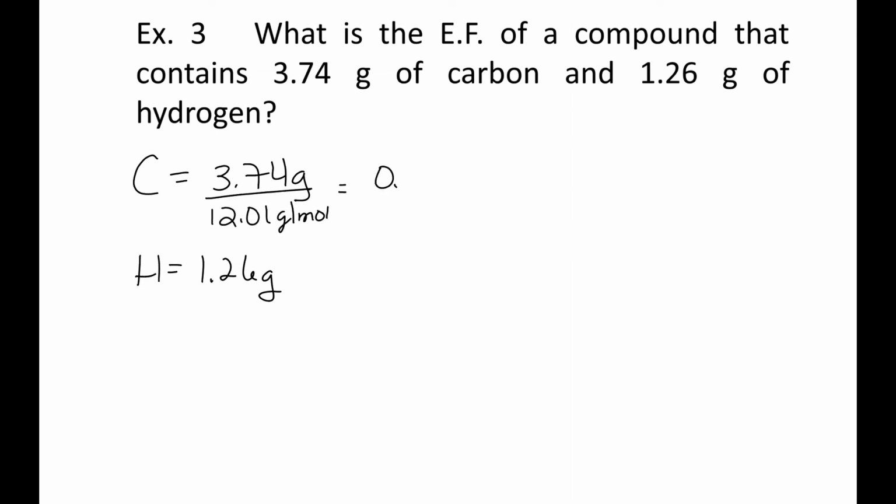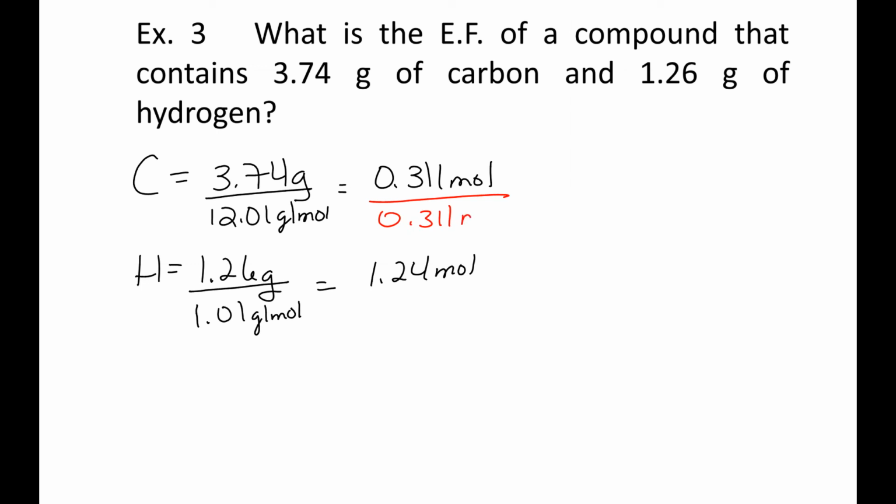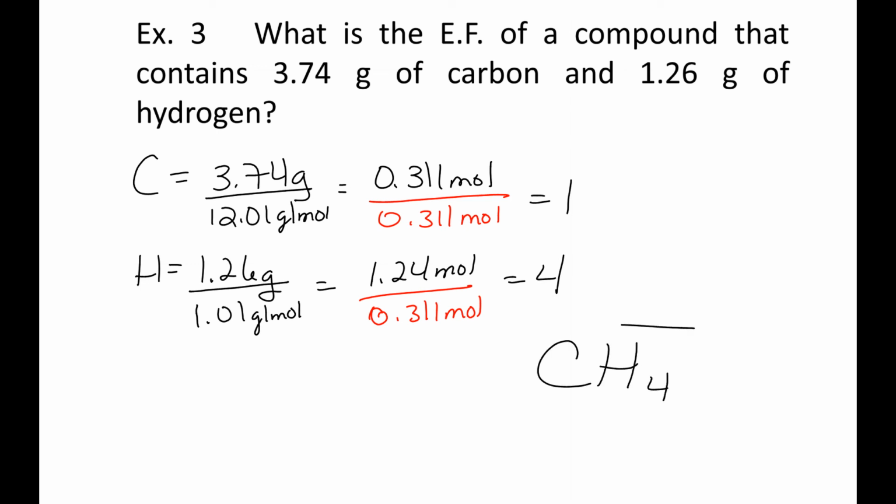Now, we need to divide by the molar mass of carbon, and when we do that, we get 0.311 moles. And then we have hydrogen, which is 1.01 grams per mole, and it's 1.24 moles. Probably should have brought that number out, but in my original notes I didn't, and I don't feel like redoing the math, so this can stand. So we're going to divide by 0.311 moles. That's a 1. Then we get a 4, so it's CH4.